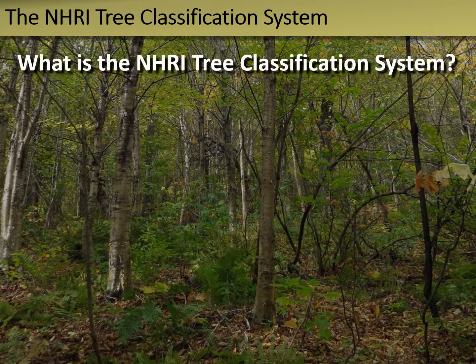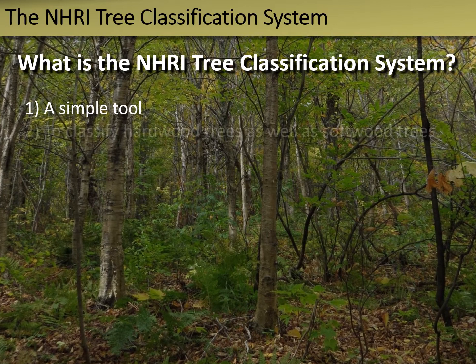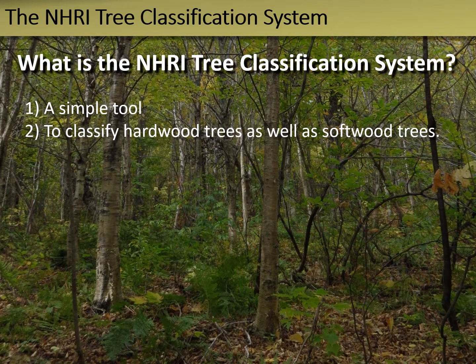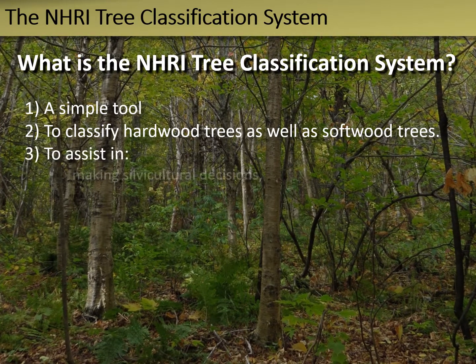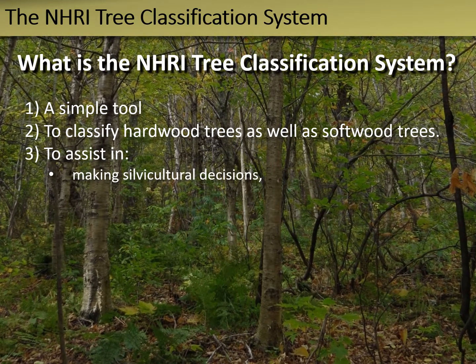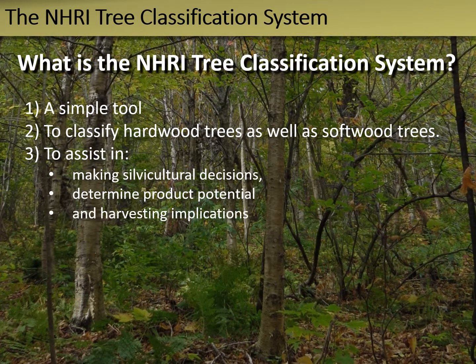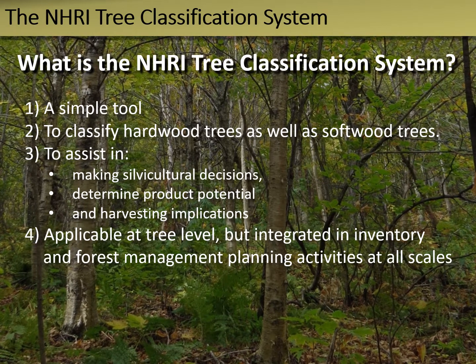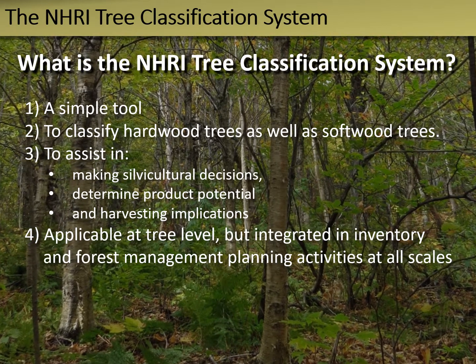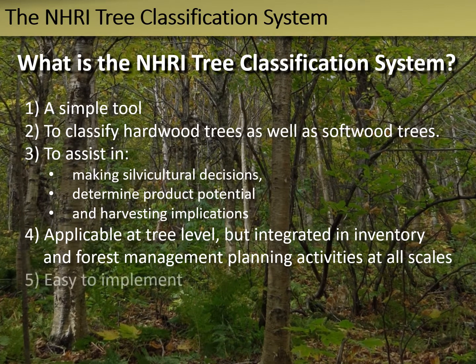The tree classification system is a simple tool to objectively classify hardwood trees as well as softwood trees. The tool assists in making silvicultural decisions, determining product potential, and harvesting implications. It is applicable at tree level, but integrated in inventory and forest management planning activities at all scales. It is easy to implement.